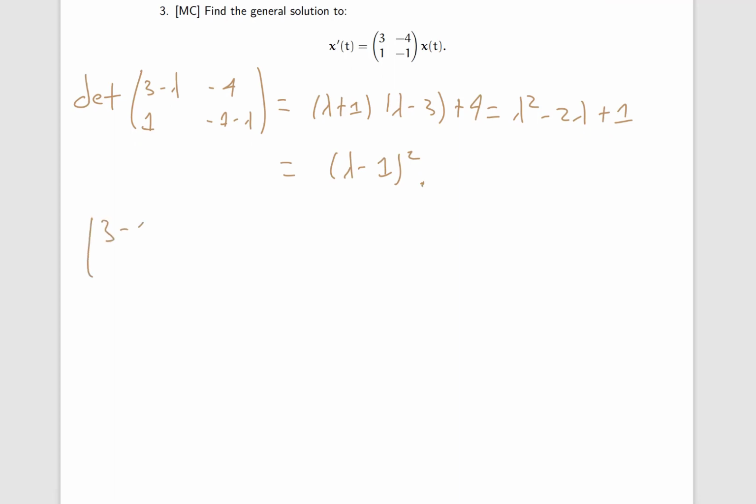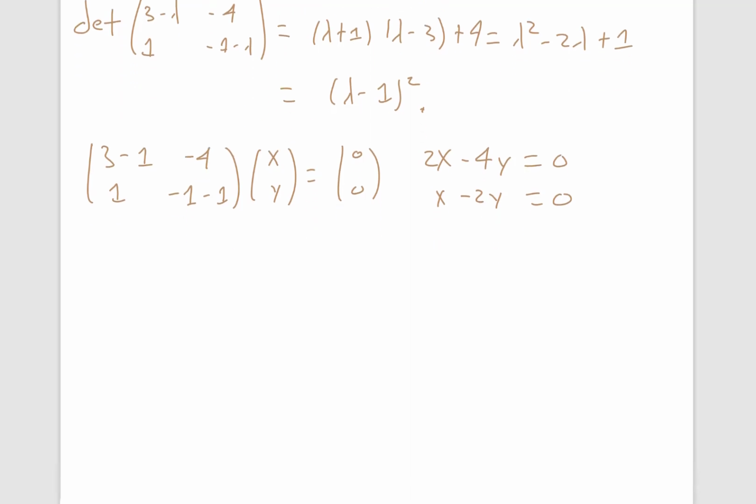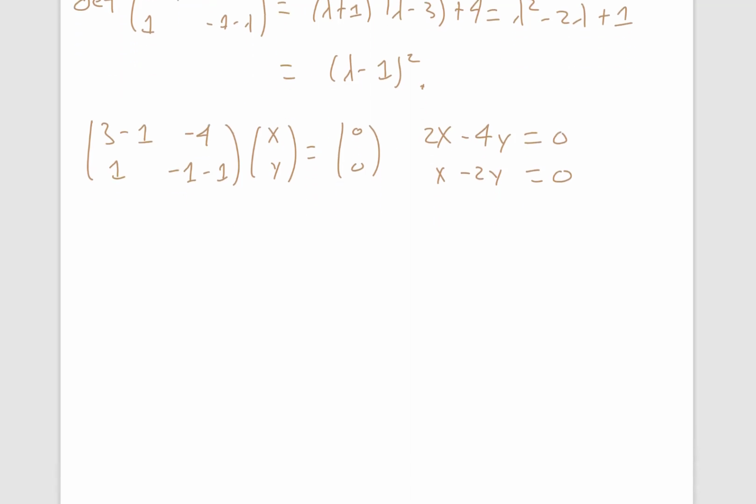We've got 3 minus 1, minus 4, 1, minus 1 minus 1, times x, y. Set this equal to 0, 0. So the top equation is 2x minus 4y equals 0, and the bottom equation is x minus 2y is equal to 0. Notice that the top equation is 1/2 the bottom equation, indicating that we've done things correctly most likely. x equals 2y is what the bottom equation says.